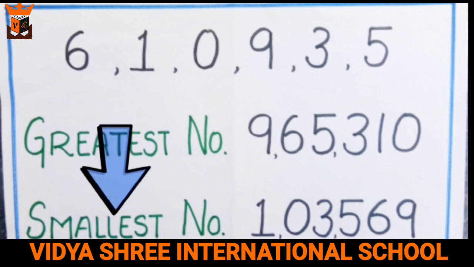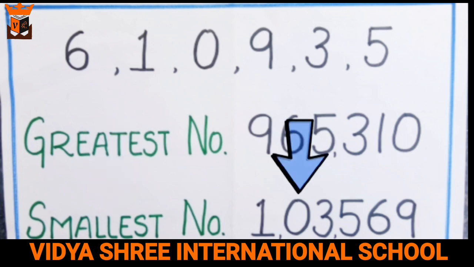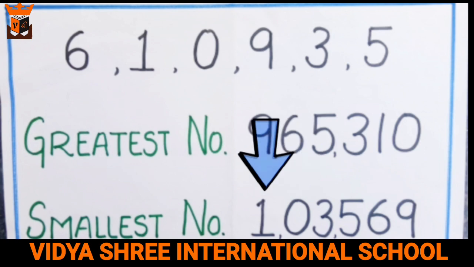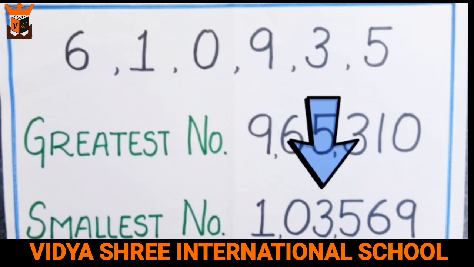And for writing the smallest number, arrange the given digits in the ascending order, keeping in mind that never start your number with 0. Start with 1. So your number will be 103569, which is 1,03,569.